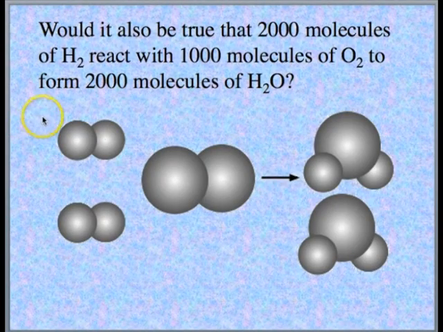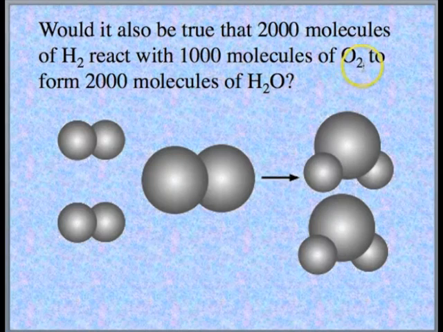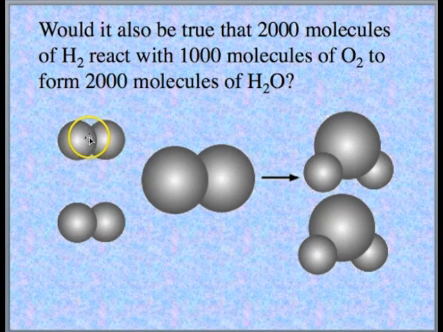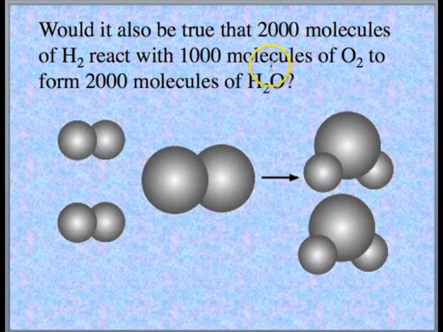Well, if that's true, would it also be true that 2,000 molecules of hydrogen react with 1,000 molecules of oxygen to form 2,000 molecules of water? Well, sure it would. It would still represent a ratio of the molecules rearranging their atoms to form water. Only we're scaling it up to 2,000 molecules of hydrogen and 1,000 molecules of oxygen.